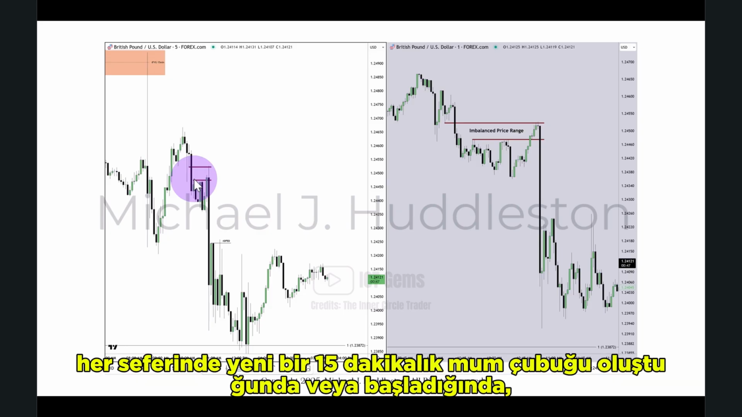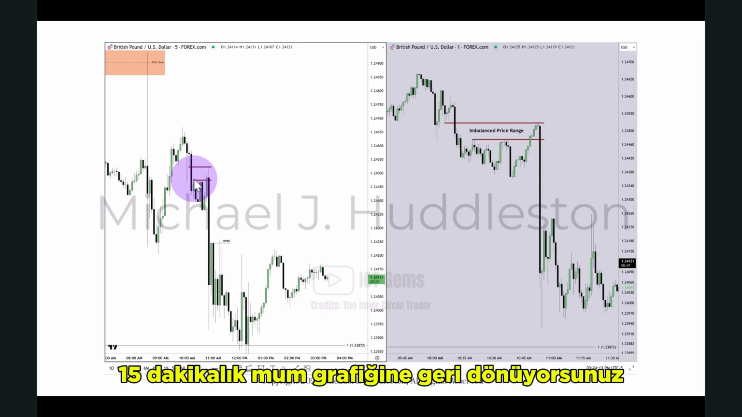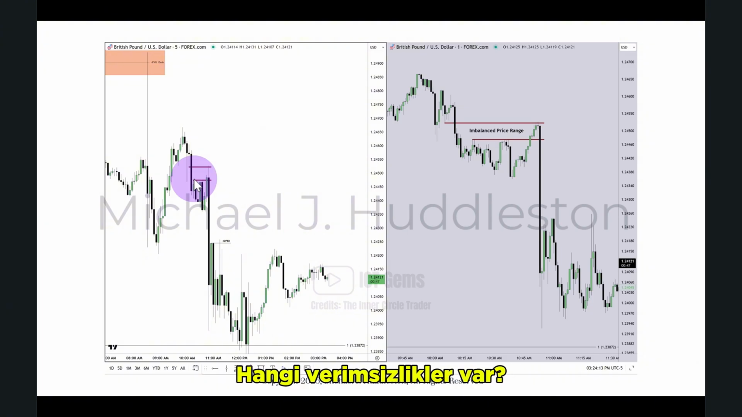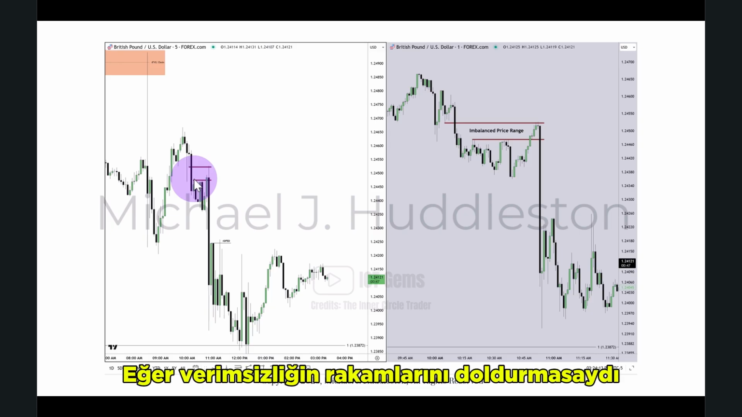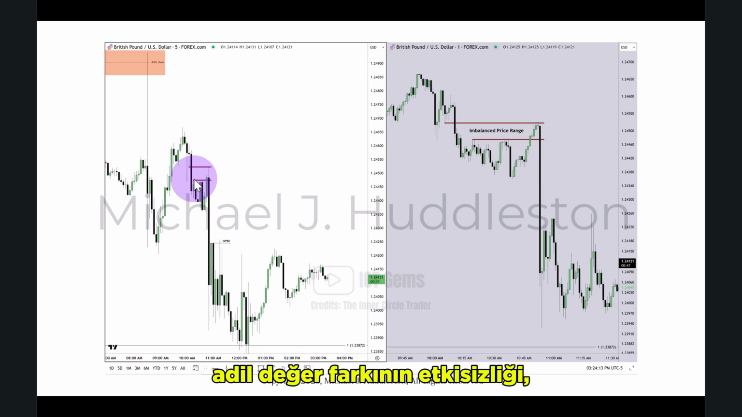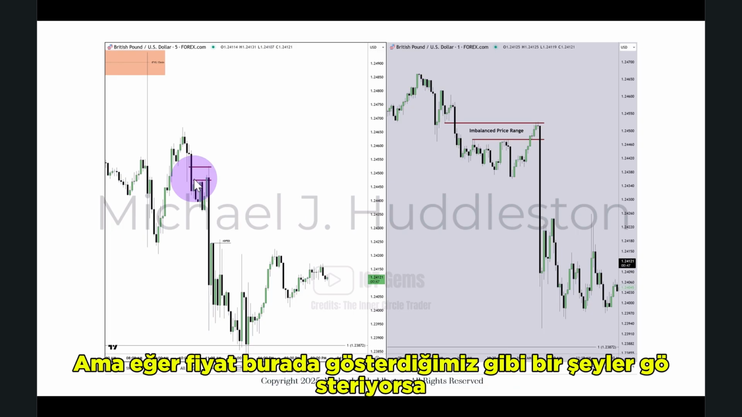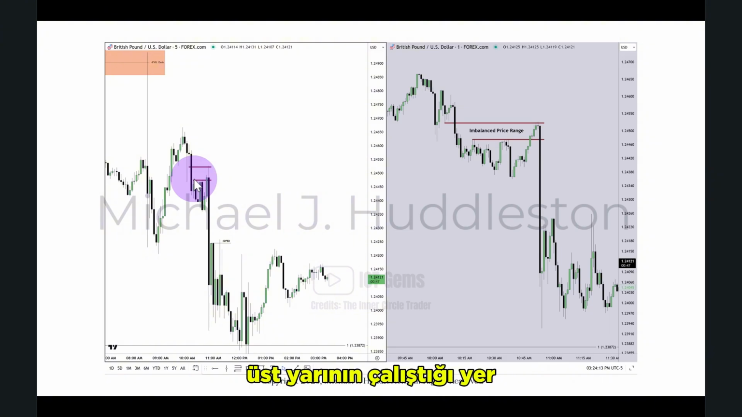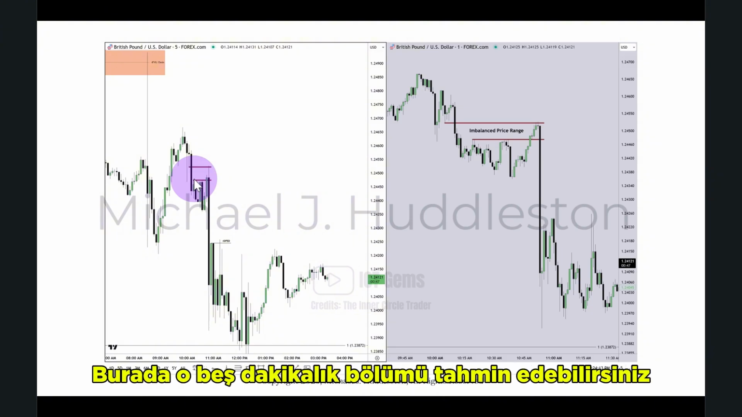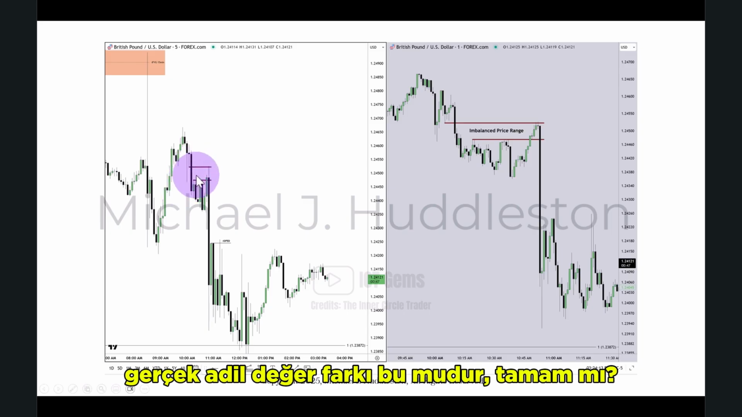Every time a new 15-minute candlestick forms or begins, you refer back to that 15-minute candlestick chart and see where you're at. What inefficiencies are there? Did it form one? Did it close in or deliver the numbers? Okay. If it didn't fill the numbers on the inefficiency, in other words, close in and overlap the inefficiency of a fair value gap, then you're constantly waiting for that information to be delivered in price action. But if price is showing things like we're showing here, where it's working the upper half when it's a bearish fair value gap, you can anticipate that that 5-minute portion here is the real fair value gap.